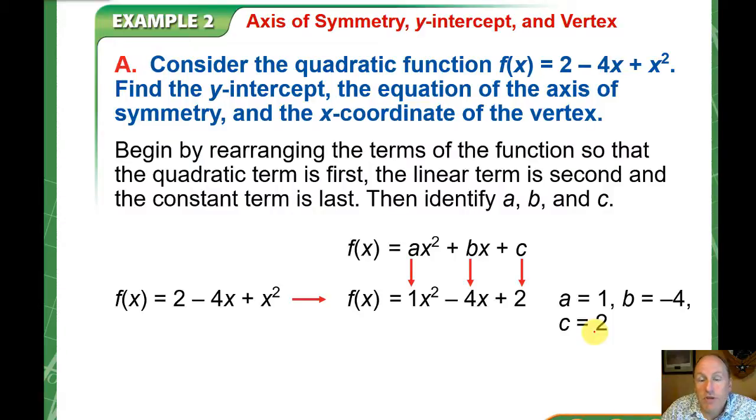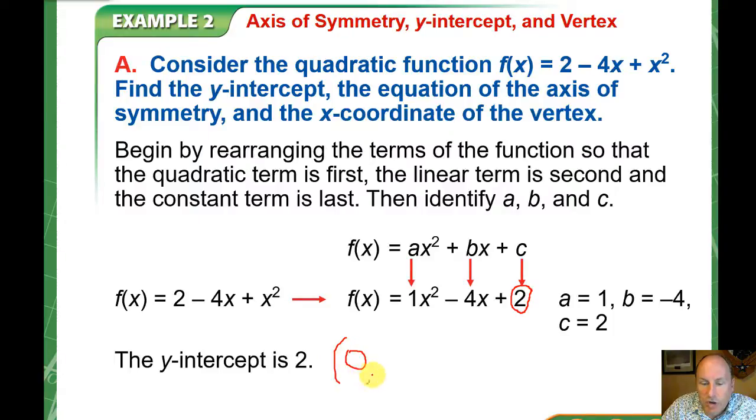That's going to help us determine the y-intercept, because remember, the y-intercept can be determined directly from that c term. Therefore, the y-intercept is the point (0, 2). It's important to remember that the y-intercept is an ordered pair, a point.